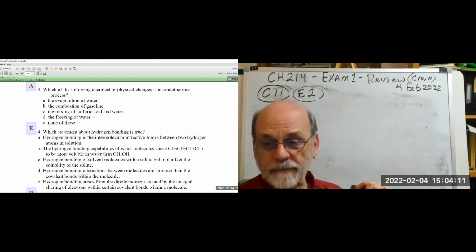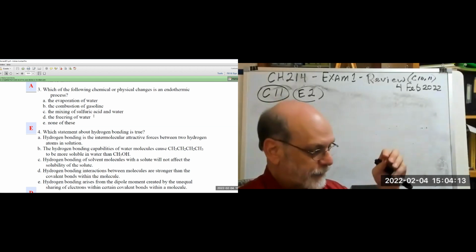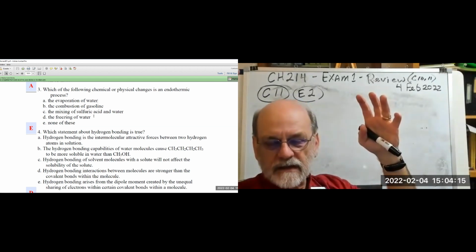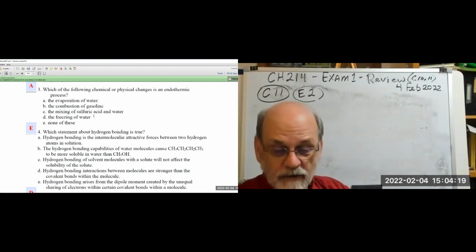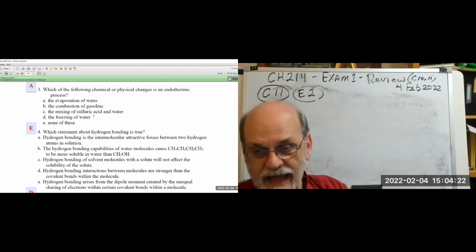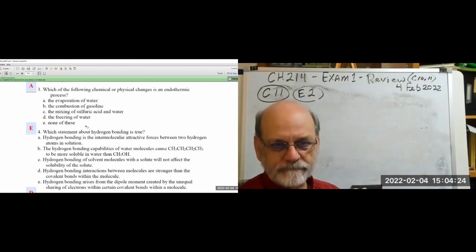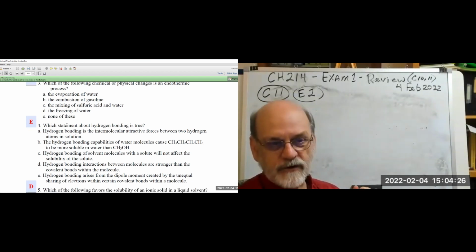Okay, the freezing of water. As water freezes, the molecules get closer together, lower energy, they give off energy. So freezing water is an exothermic process. A is the answer to 3.